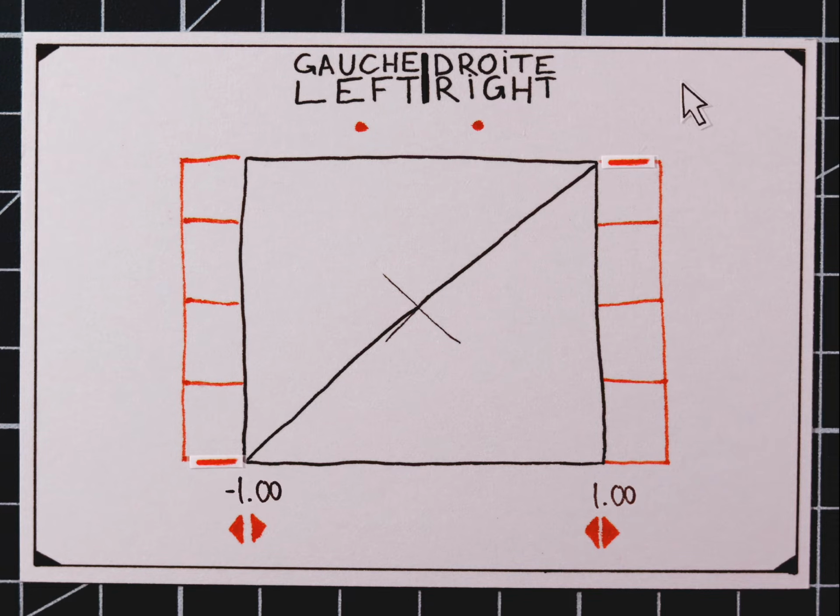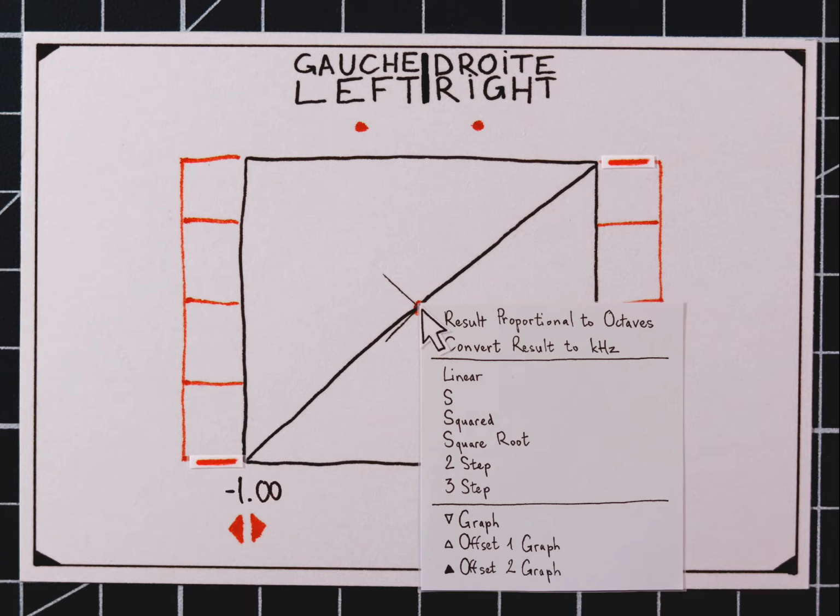Now that we have set the output value on both ends of the interface, we need to choose how it evolves between them. We do so thanks to the central dot that allows us to change the curve. By default, it is linear, but in a specific mode that converts the value to kHz, the standard unit for frequencies in the EAGANMATRIX.